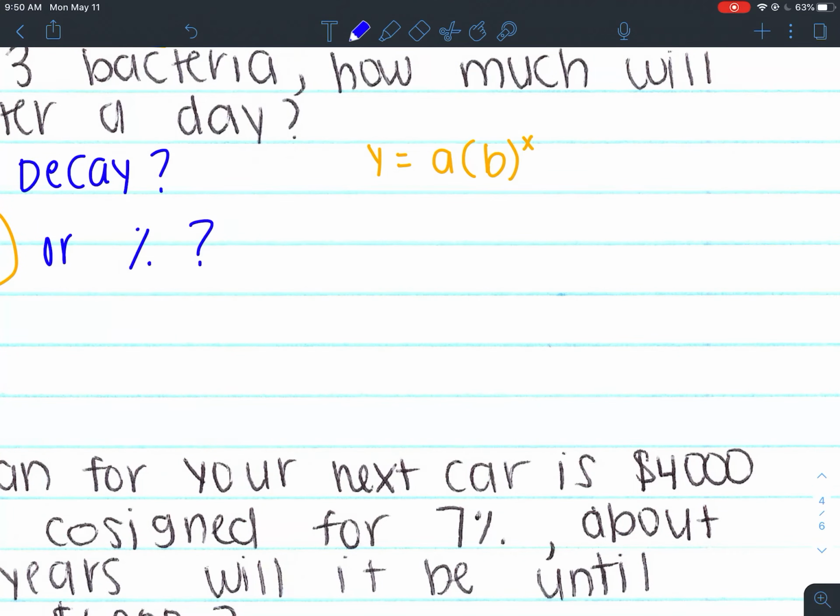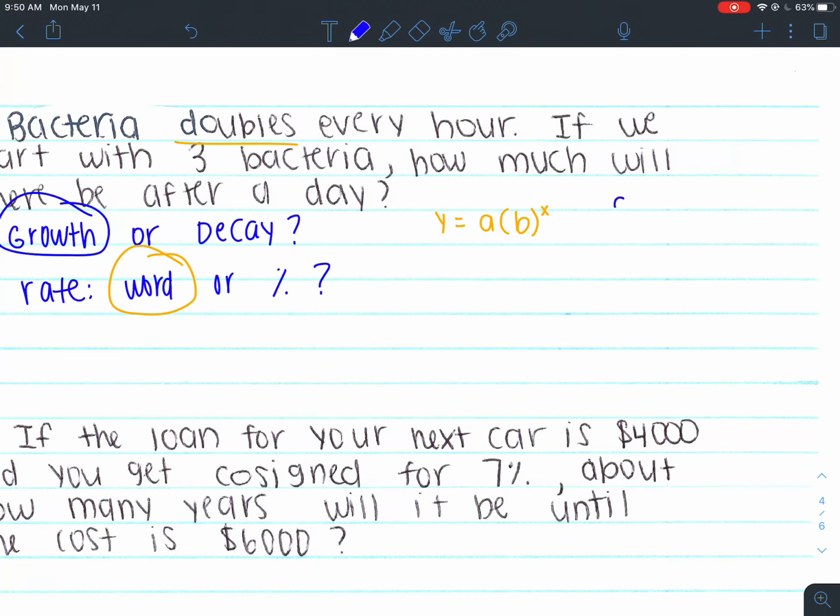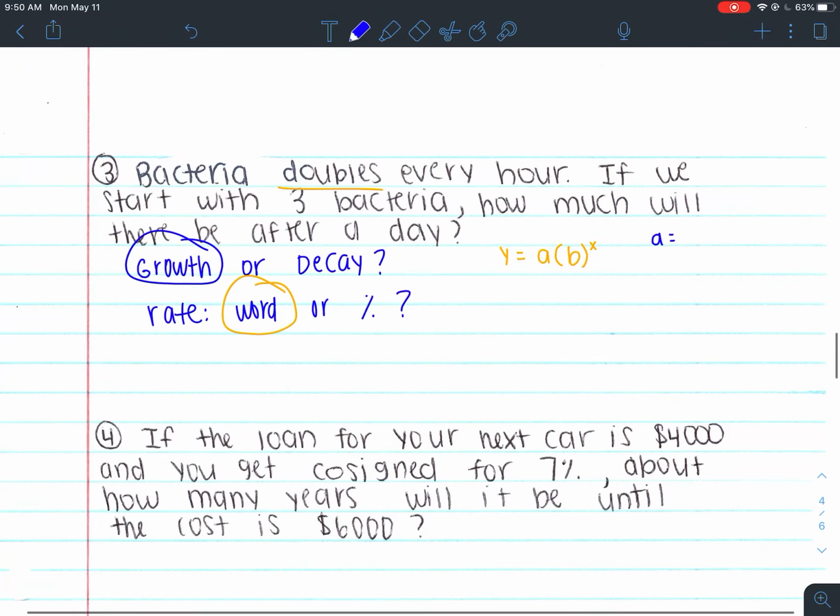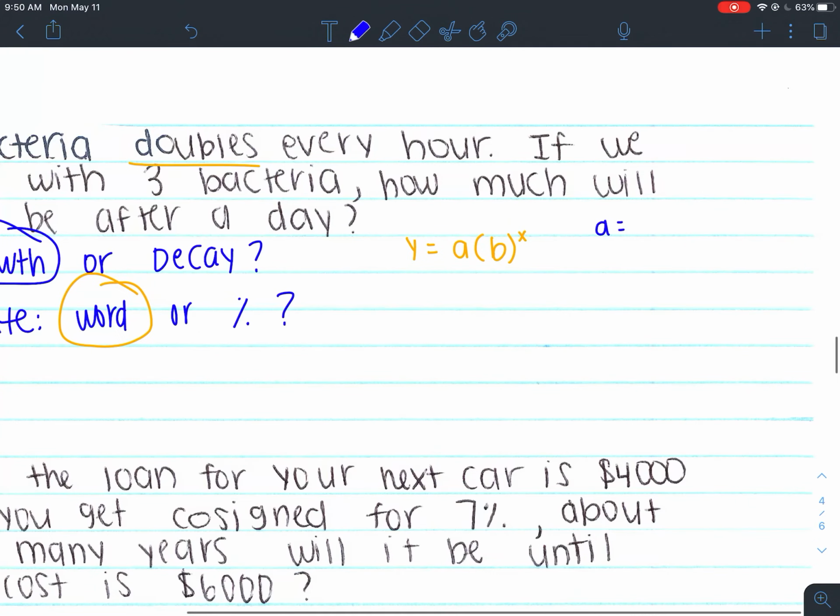So let's go ahead and identify what we know. The a value here is our initial value. So initial value is what we start with. Well, it says that we start with 3 bacteria. So a is going to be 3 in this case. All right. The b value is going to be your rate. Remember, it's your growth factor. And this is a growth for sure because it's doubling.